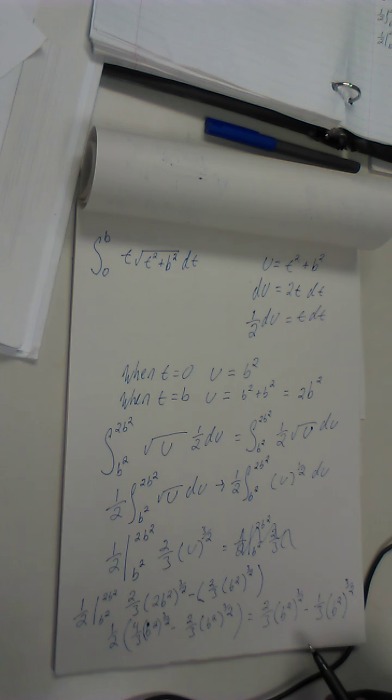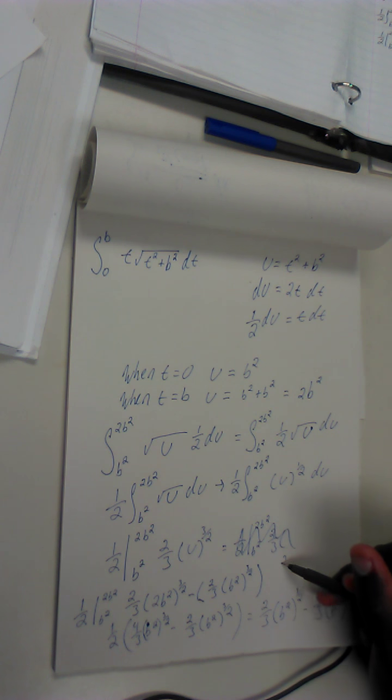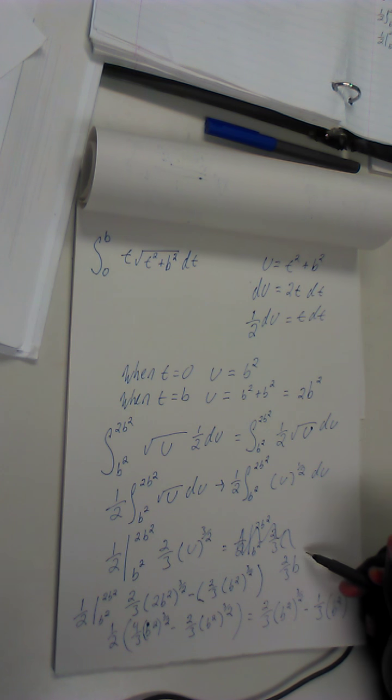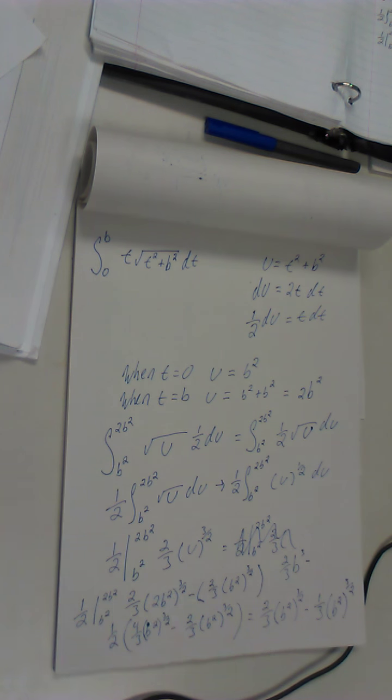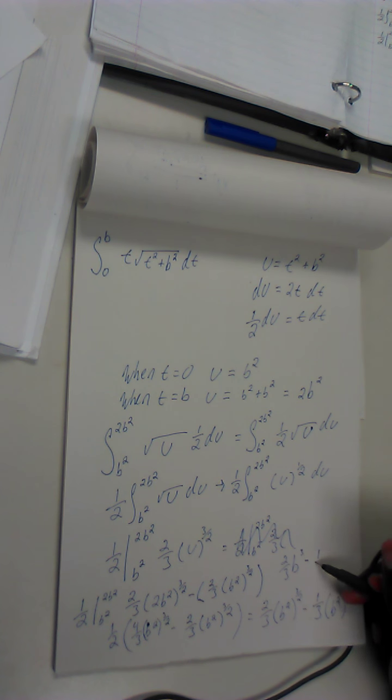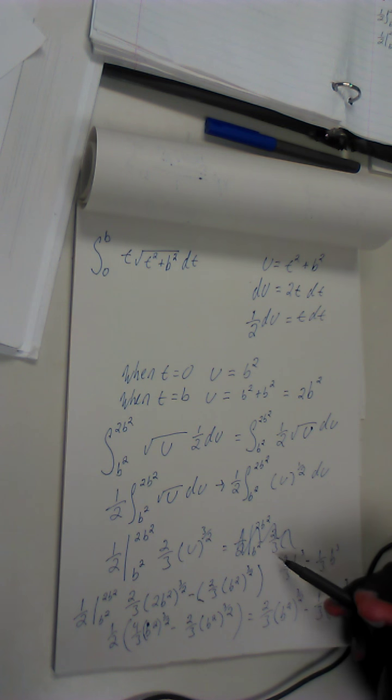And you can leave it like this, but you can further simplify by multiplying your exponents. So you're looking at here, 2 times 3/2 is 3. So you're looking at 2/3 b to the 3rd, and 2 times 3/2, like we said, is 3. So in this case, this will be your final answer.